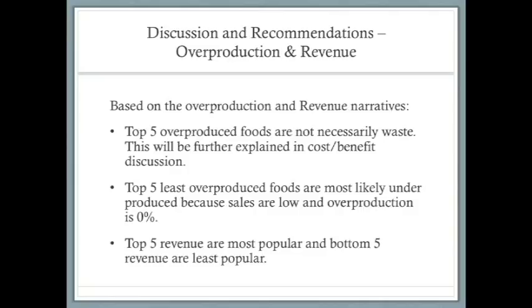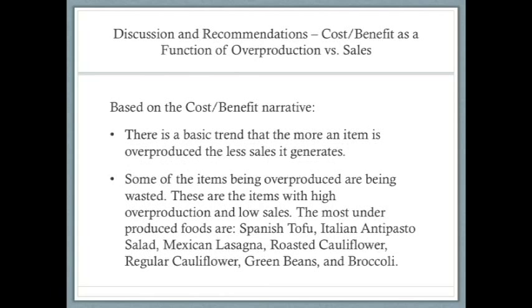Based on the overproduction and revenue narratives, the top 5 overproduced foods are not necessarily waste. The top 5 least overproduced foods are most likely underproduced because sales for these foods are low and overproduction is 0%. The top 5 revenue foods are most popular and the bottom 5 revenue foods are least popular. Based on the cost-benefit narrative, there is a basic trend that the more an item is overproduced, the less sales it generates. And some of the items being overproduced are being wasted. These are the items with high overproduction and low sales. The most overproduced foods are Spanish tofu, Italian antipasto salad, Mexican lasagna, roasted cauliflower, regular cauliflower, green beans, and broccoli.